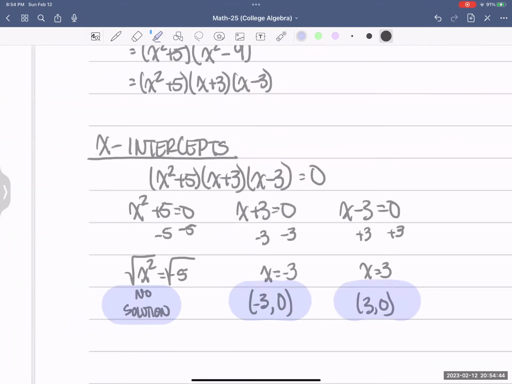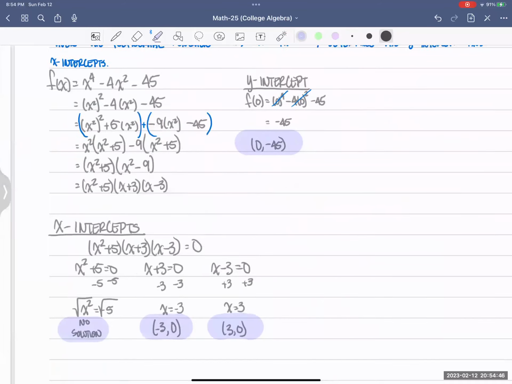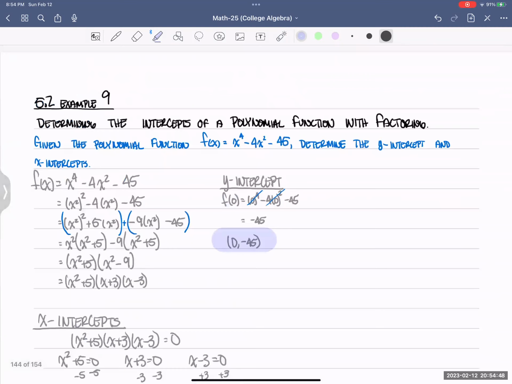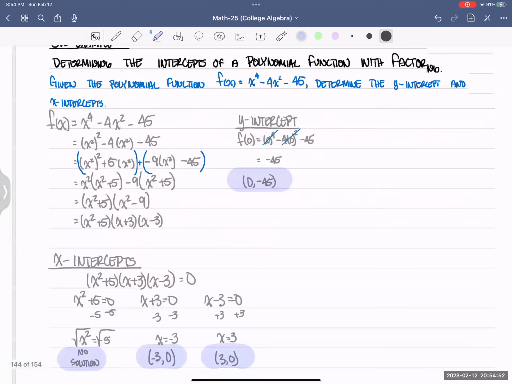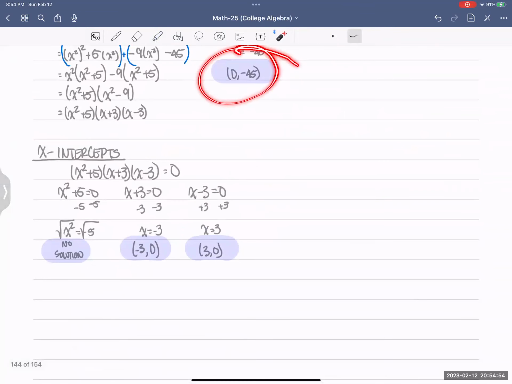And there we go. For this problem, given the polynomial, they asked us to determine the y-intercept and the x-intercepts. These are our solutions: 0 comma negative 45, negative 3 comma 0, and positive 3 comma 0.